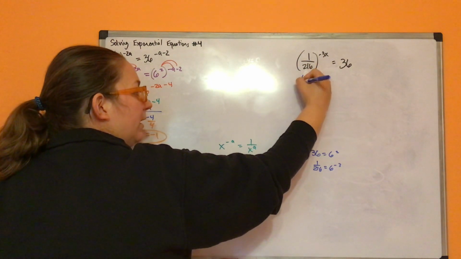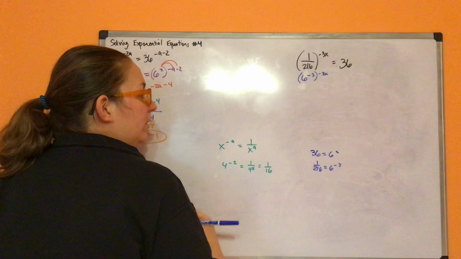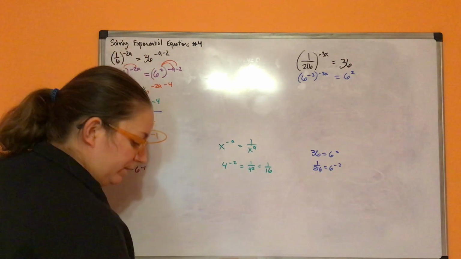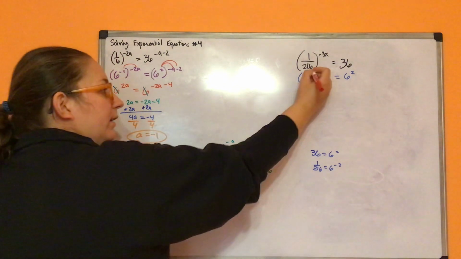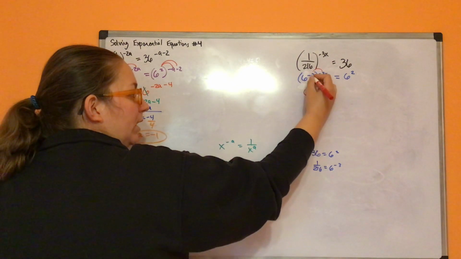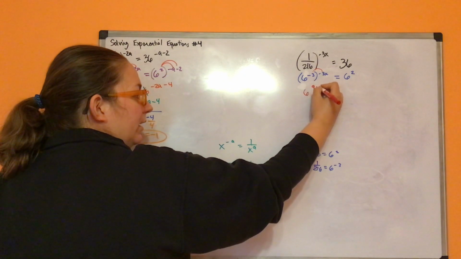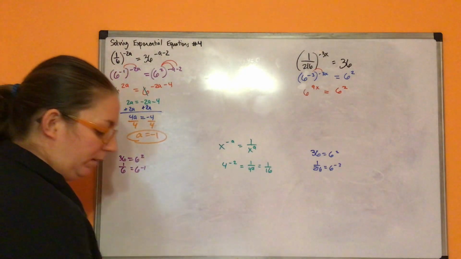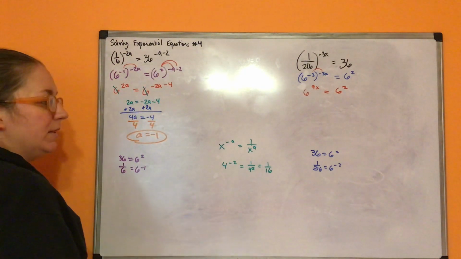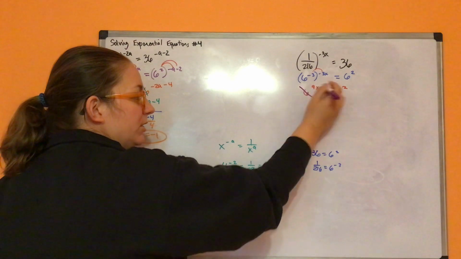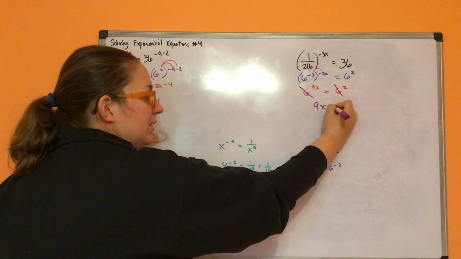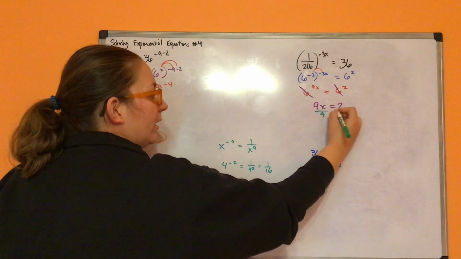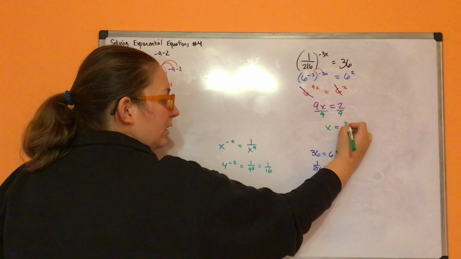So now let's replace those. This becomes 6 to the negative 3. Keep the exponent you already have. And 36 becomes 6 squared. Simplify this right here. When I multiply negative 3 times negative 3x, it's positive 9x. On the other side, there's nothing to do at that point. Since I have the same base on both sides of the equation, I can cancel those and solve this equation right here. All I need to do is divide both sides by the number in front of x, and we get x equals 2 over 9.